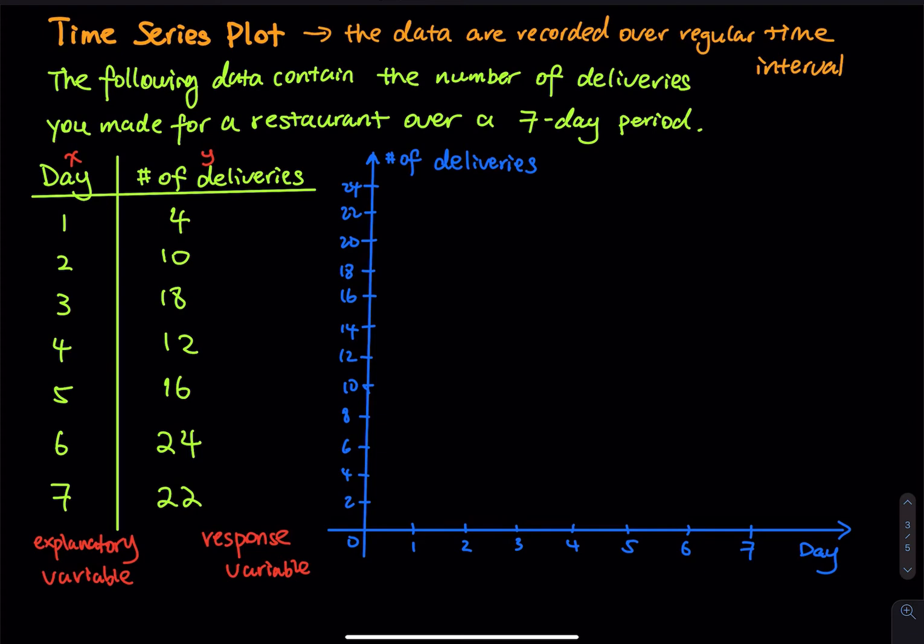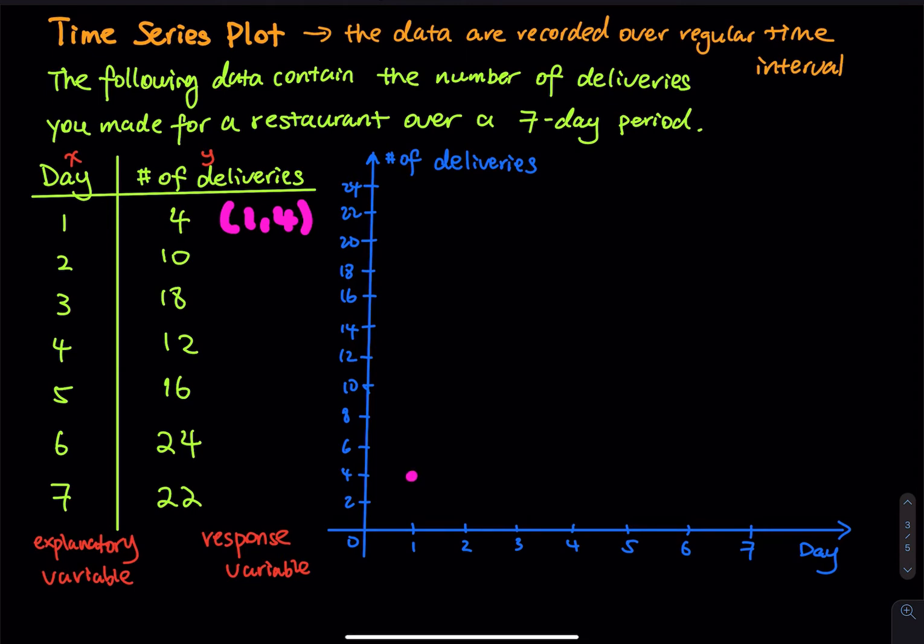So the way you graph this is you look at this as one point. You look at this as (1, 4). How do we graph that? First, you look at the horizontal axis. Day is equal to 1. Look at my yellow dot. Day is equal to 1, delivery is equal to 4. So you draw a dot right here. So that is the first day.